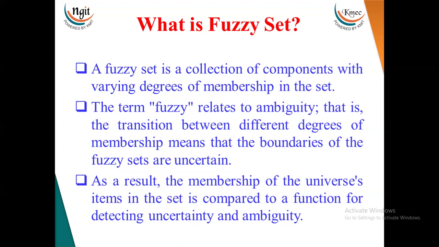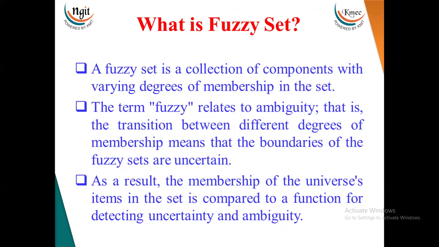I'll say Ram comma 0.4. What is the meaning of that? Ram is 40% honest, or the honesty of Ram is between 0 and 1, that is 0.4. So like this, we have to maintain the fuzzy set.